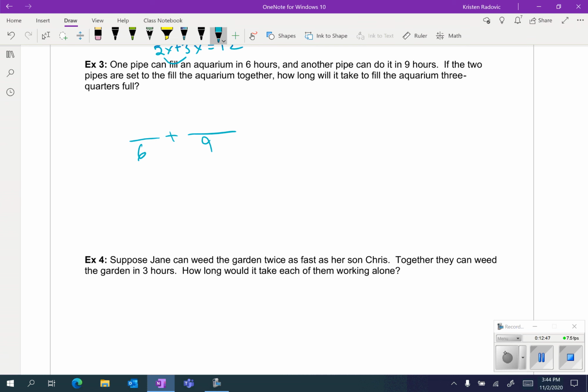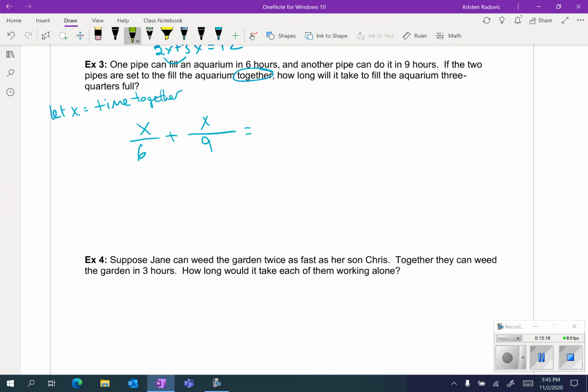Your let statement should have been let x equal the time together, because we're talking about how long will it take them to fill it together. Because we don't know that time, we're going to put it as x in the numerator, because together goes in the numerator. Now, the trick to this question was what you're equal to.